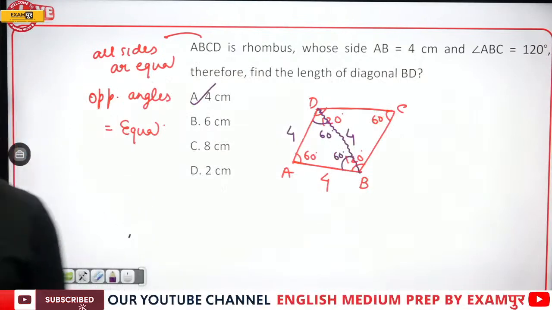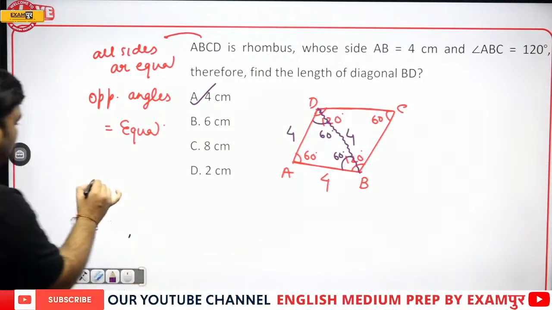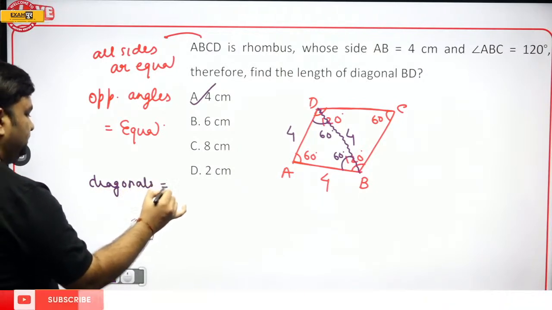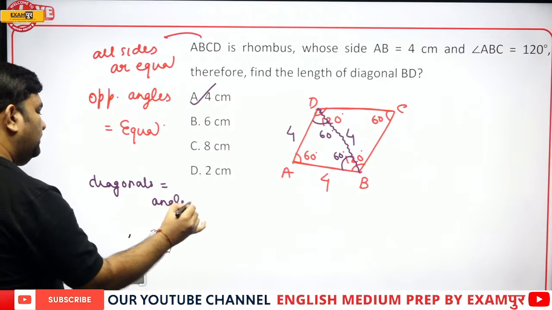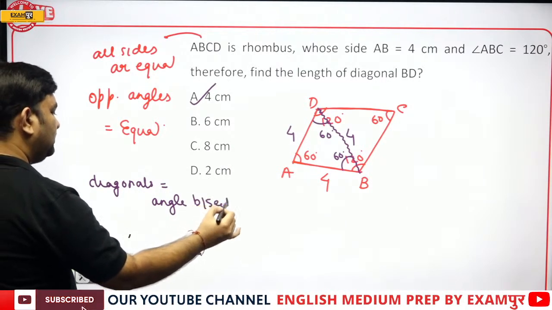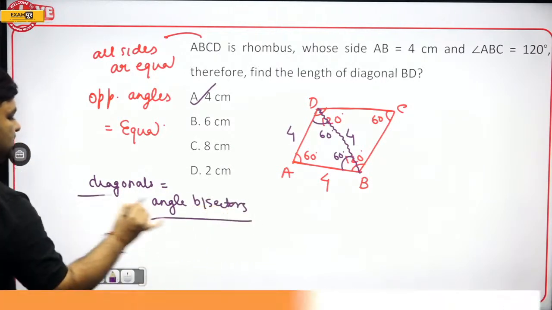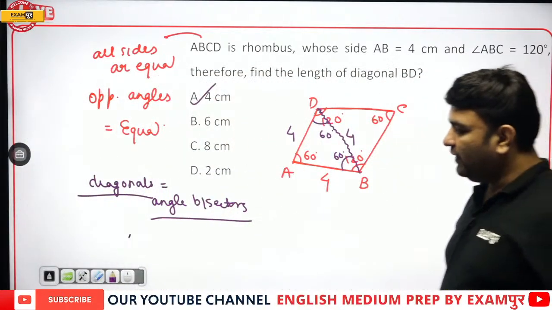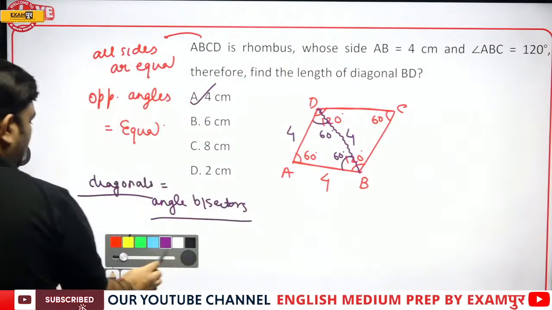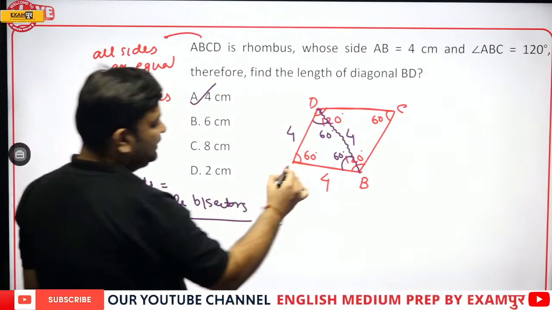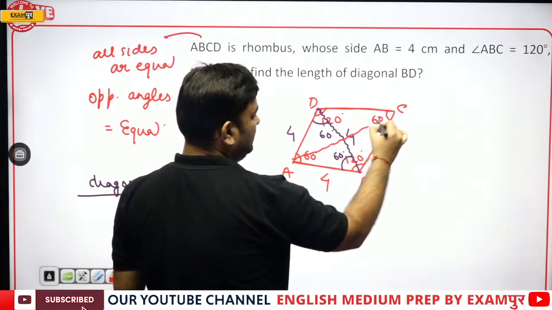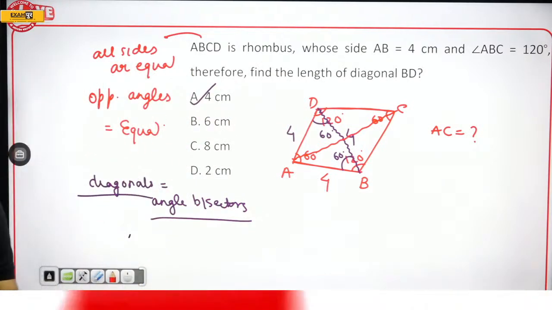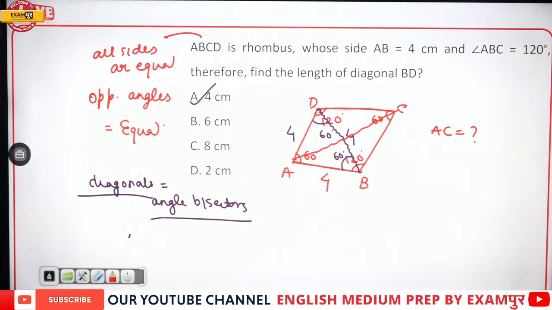Here also the diagonals are angle bisectors. But since two angles are different, there would be two different values coming. How many of you know the length of AC?